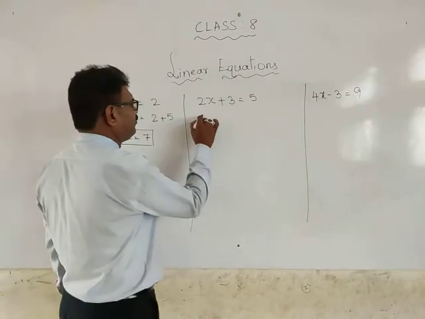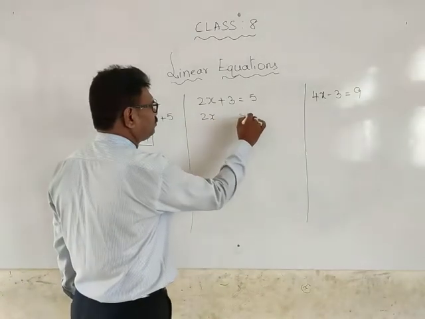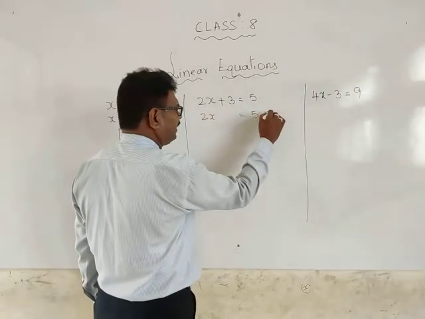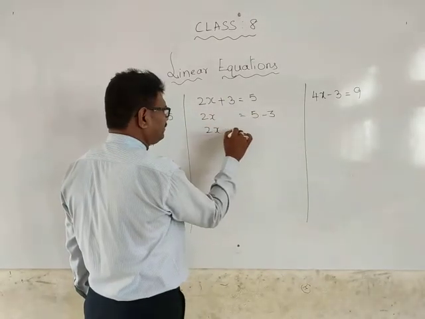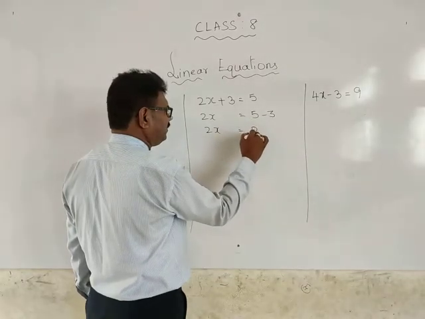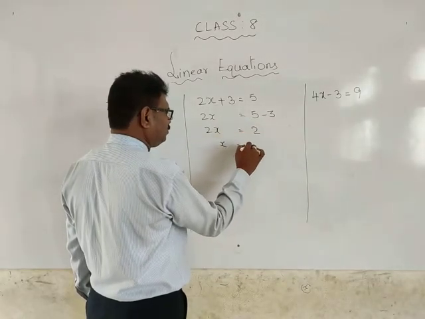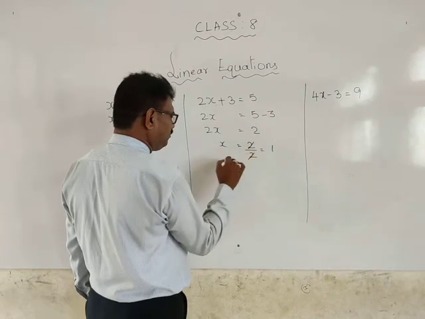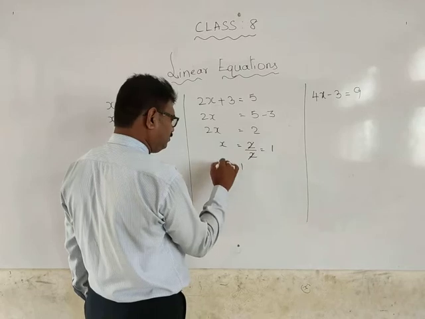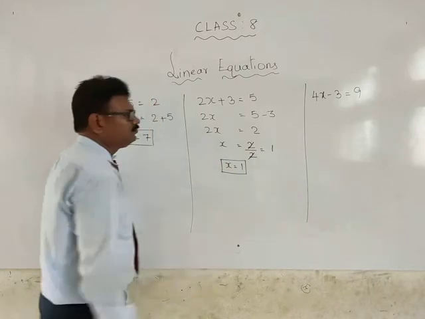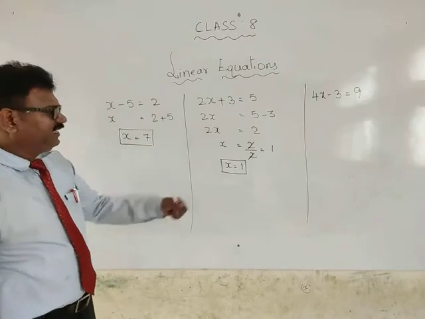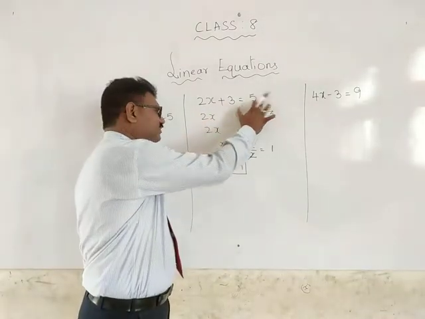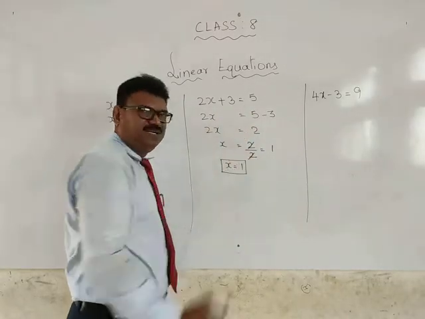Next, same only. 2x is equal to 5. Plus 3, if it comes here, becomes minus 3. Now 2x is equal to 5 minus 3, which is 2. Therefore, x is equal to 2 divided by 2, that is 1. Any doubt? I told you, plus will become minus if it goes to this side, and multiplication will become division.